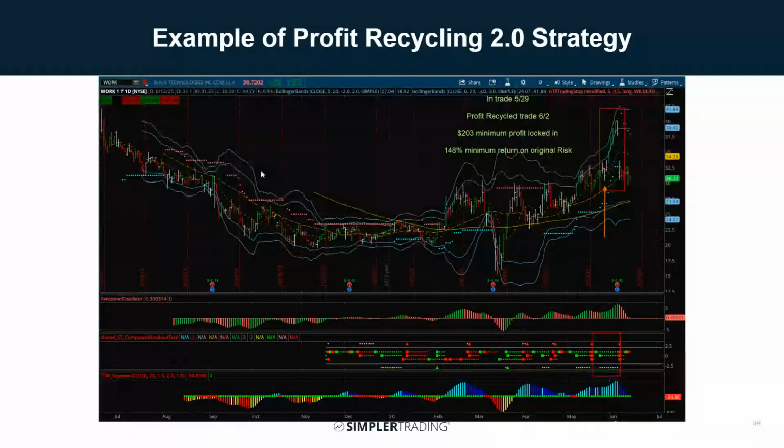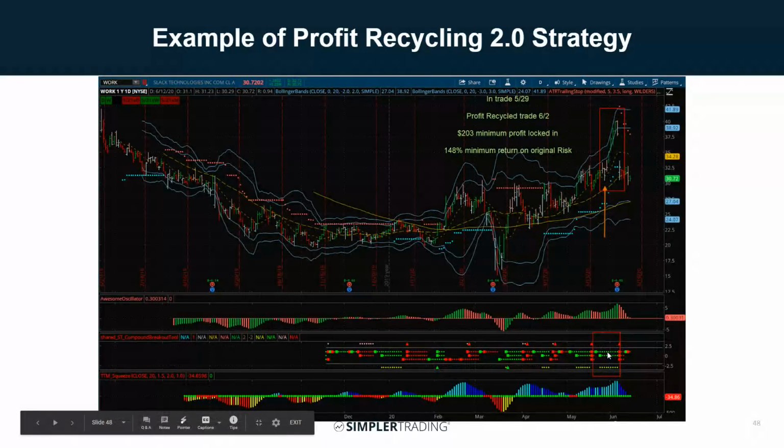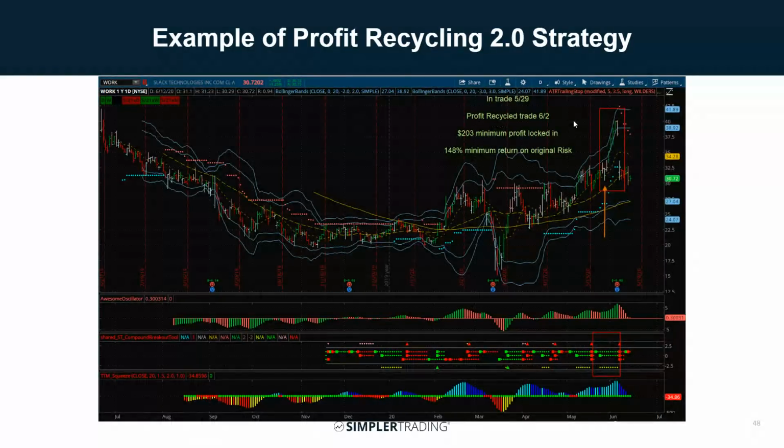And then here's work. So here's a good example of it not being on SPX or SPY. Work, back when it was also running into earnings, gave a great signal on the daily chart with a bullish divergent bar and a bullish signal to the upside. So I took the trade on the 29th. A few days later, I used the strategy once again, recycled my profits, giving me a minimum of a $203 minimum profit per contract locked in, which was 148% minimum return on the capital risk.